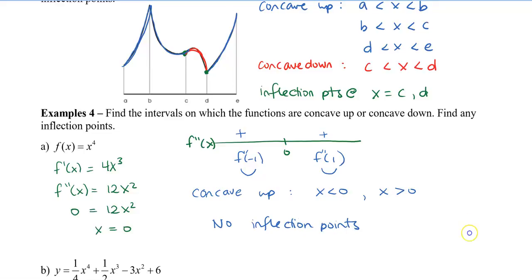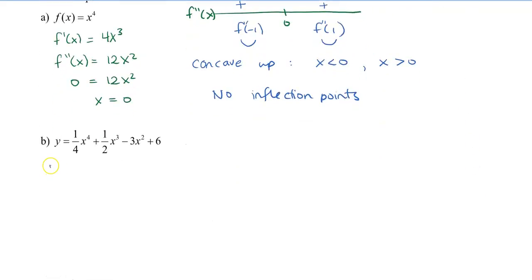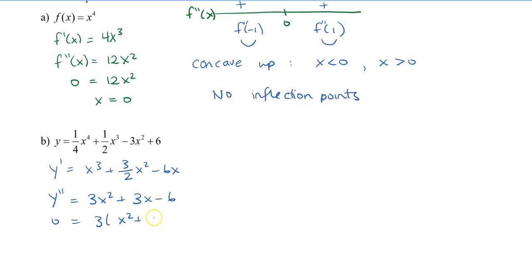All right, let's do one more. So here, we're going to find our first derivative. So when I bring down the 4, I get x cubed plus 3 over 2 x squared minus 6x. Find my second derivative, I get 3x squared plus 3x minus 6. Set this equal to 0. I'm going to factor out a 3 as well. And I can factor this. So I get x plus 2 and x minus 1. So here x is equal to negative 2 and positive 1.